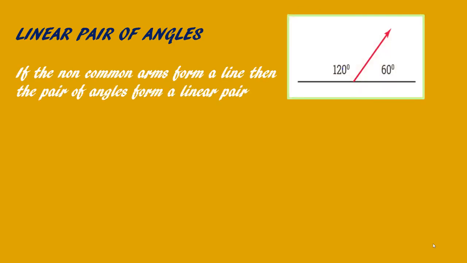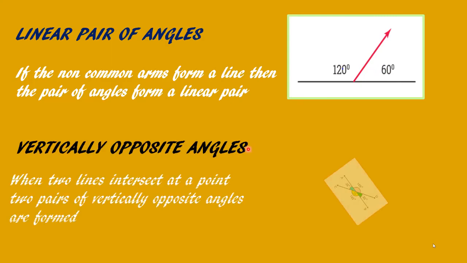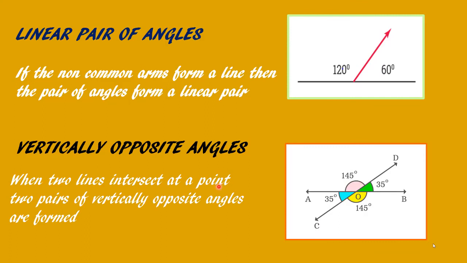Linear pair of angles. If the non-common arms form a line, then the pair of angles form a linear pair. Here these are the non-common arms and they are forming a line. So these angles are forming a linear pair of angles. Vertically opposite angles. When two lines intersect at a point, two pairs of vertically opposite angles are formed.